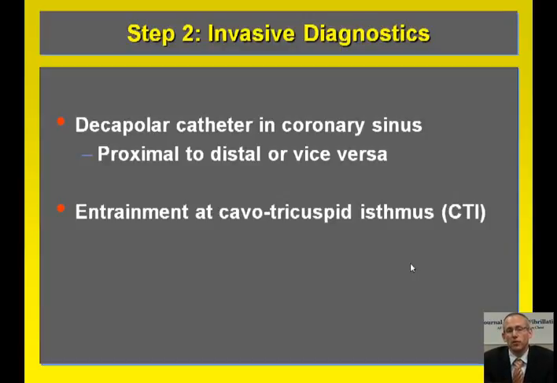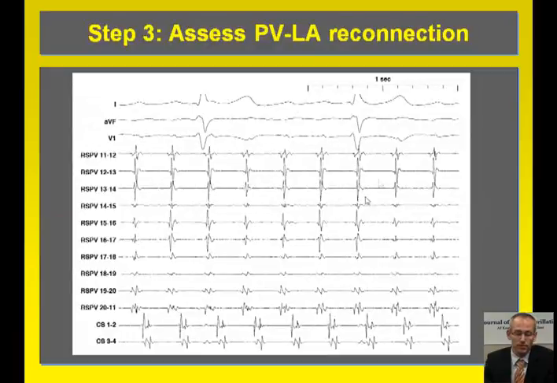Before we go ahead and perform transeptal puncture, we perform entrainment maneuvers at the cavo tricuspid isthmus in order to rule out common type atrial flutter. As a third step, assessment of the PV-LA reconnection or reconduction is crucial. And as you can see from this example, in this patient, we have a PV-LA reconnection at the septal pulmonary veins. However, the electrograms do not precede the P-wave onset, and we believe that this is passive activation of the pulmonary veins in this example.